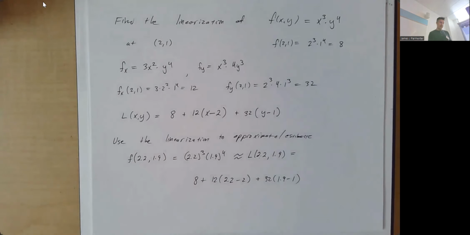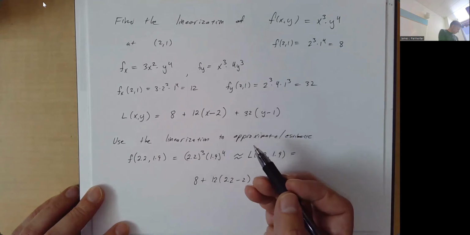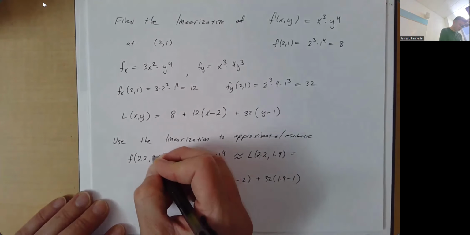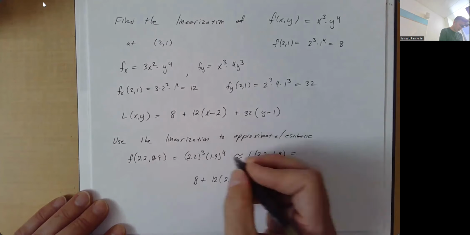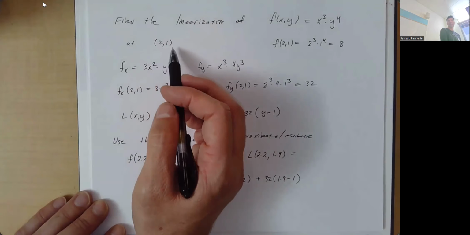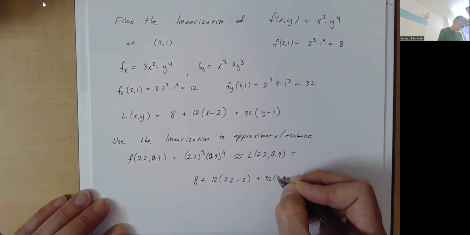Sorry, did I make a mistake here? Apologies. I think I did. Sorry, I meant for that to be a 0.9. I apologize, I read that wrong. You should be plugging in points that are relatively close to where you're linearizing it at. It should be a 0.9. Sorry about that.